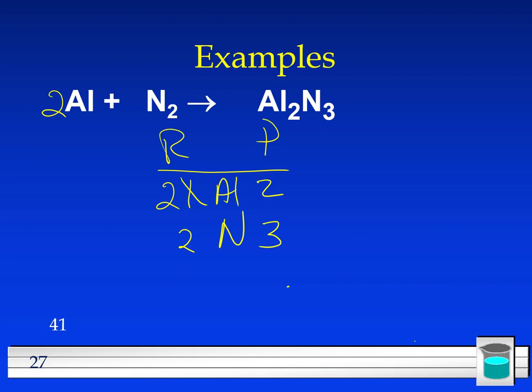And all it changes is aluminum. So I got 2 nitrogens on one side, 3 on the other. So I need this number to be a 3. What can I write there and get a 3?